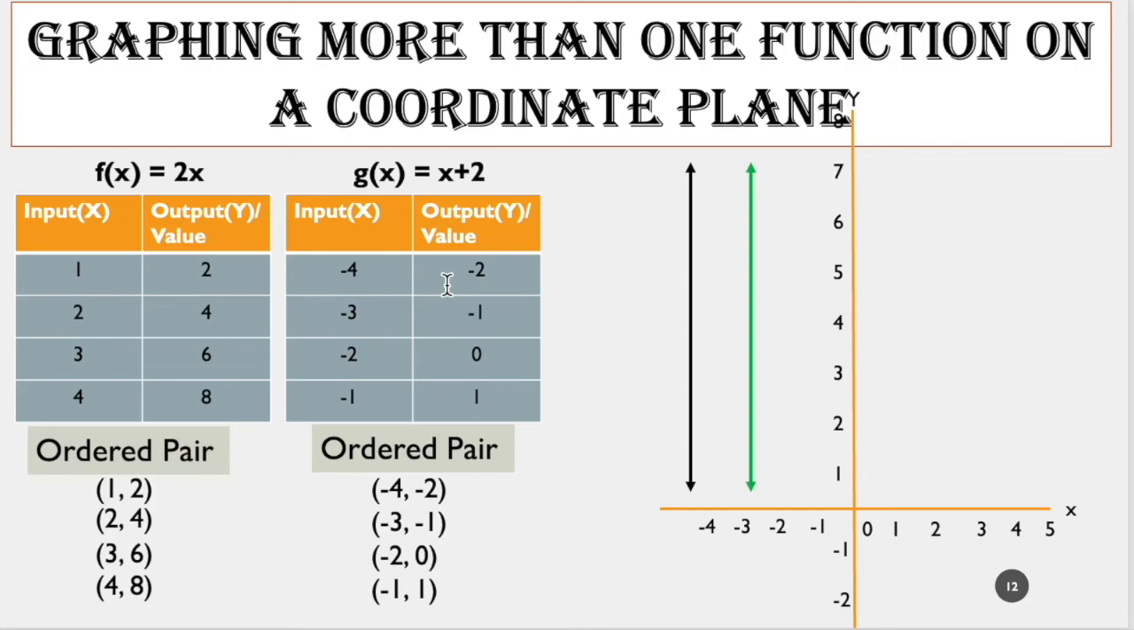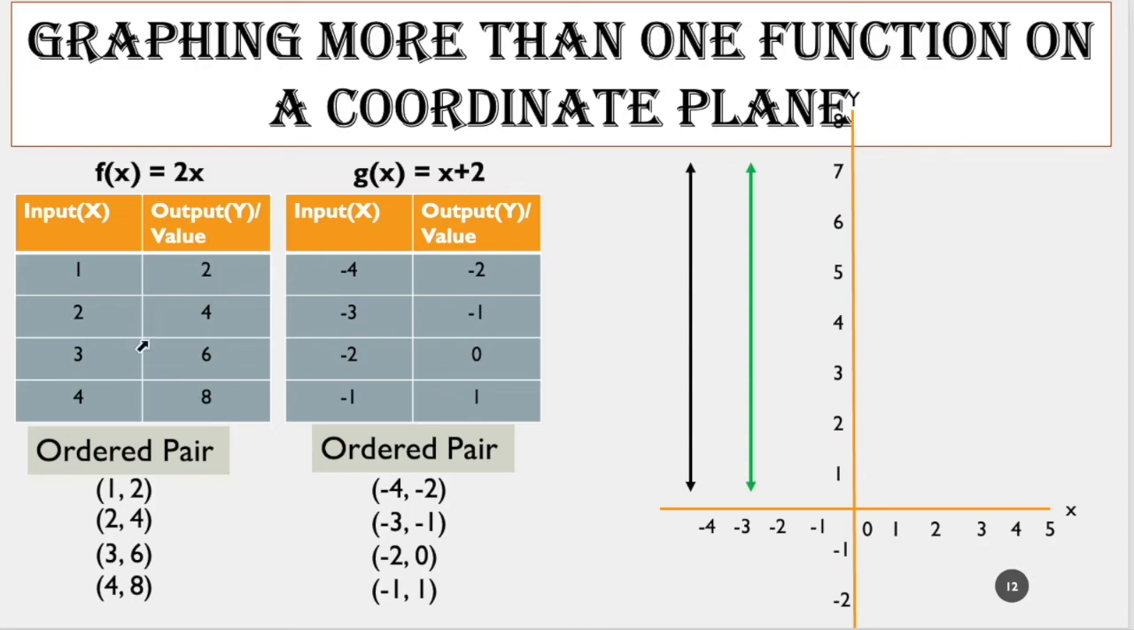So let's consider this example right here. So we have function f of x equals 2x. This is our first rule or our first function. And the second one is defined by the rule g of x equals x plus 2. To graph these functions, first we have to write this as an ordered pair, x, y. So our x values are the input variables, and our y values, or the y coordinates, would be the output variables.